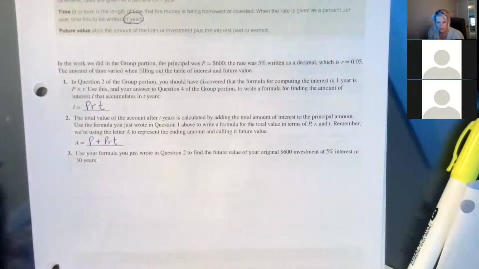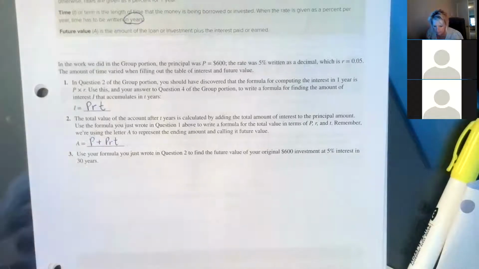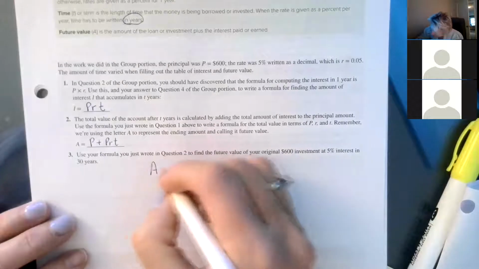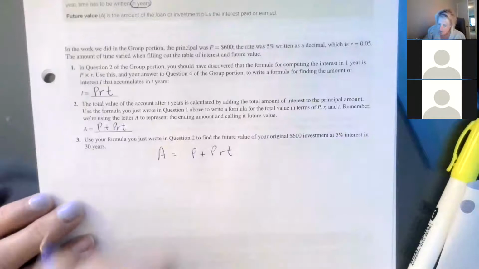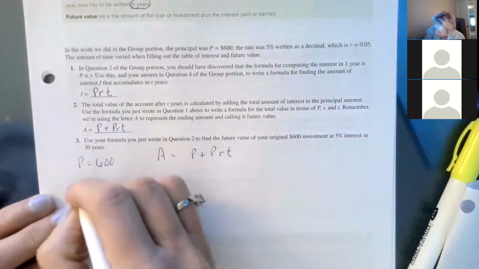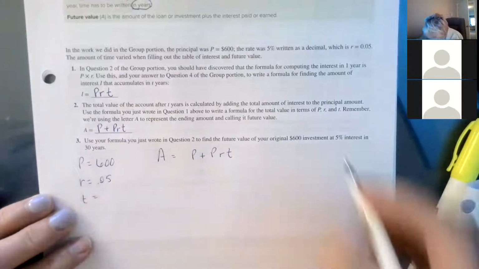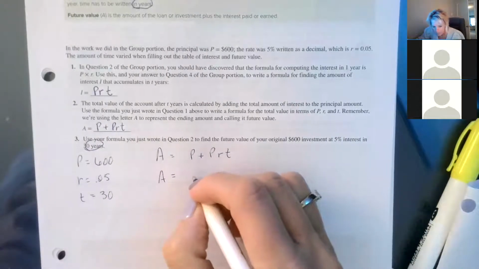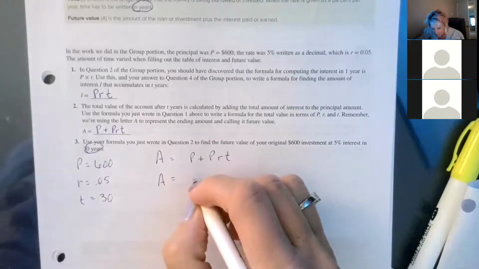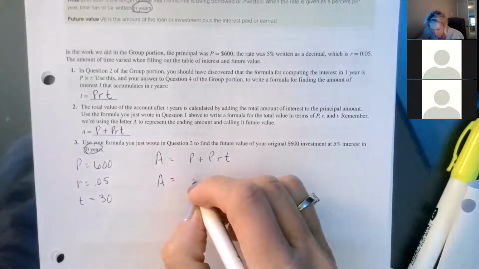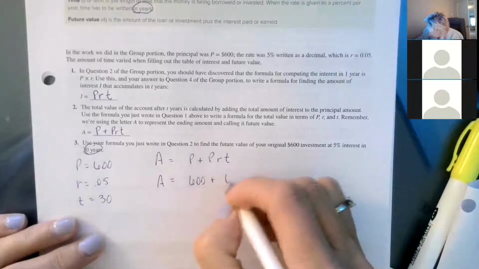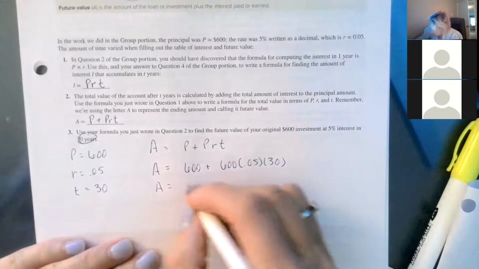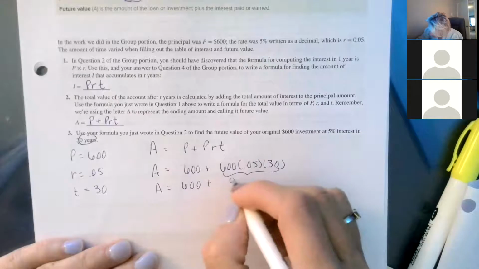Use your formula here to find the future value of the original $600 investment. Anybody get that? And I always write out what things I've been given. So we had P was 600, the rate was 0.05, and time, they said, was 30 years. So if we left it for 30 years, what would we have in our account? We had 600 plus 600 times 0.05 times 30 years. I got 1500. Okay. So the interest part was 900.